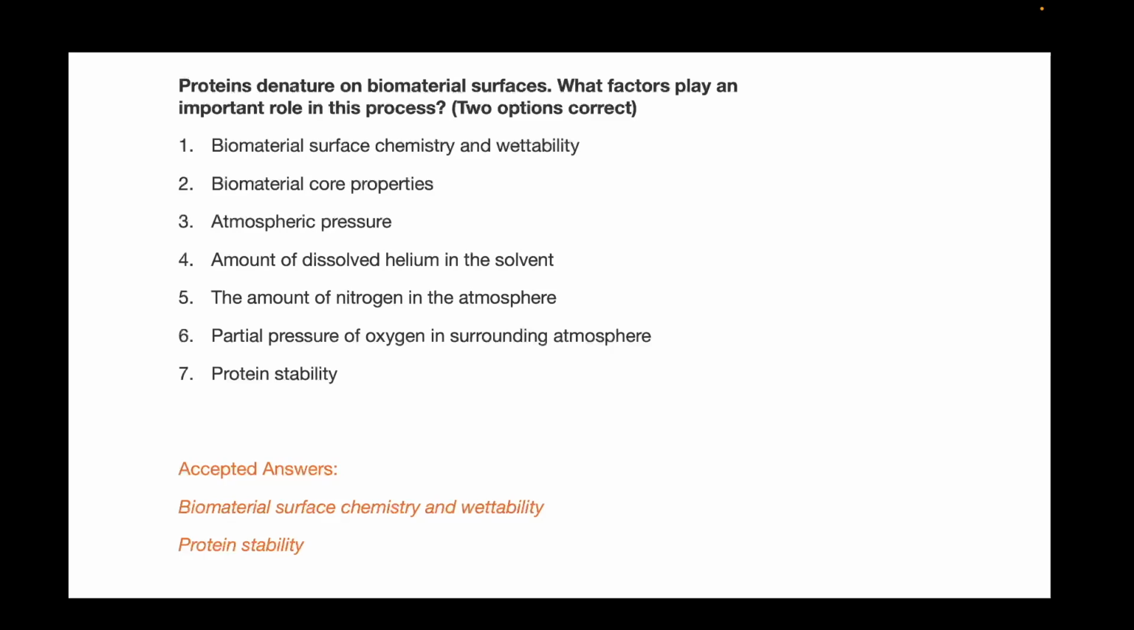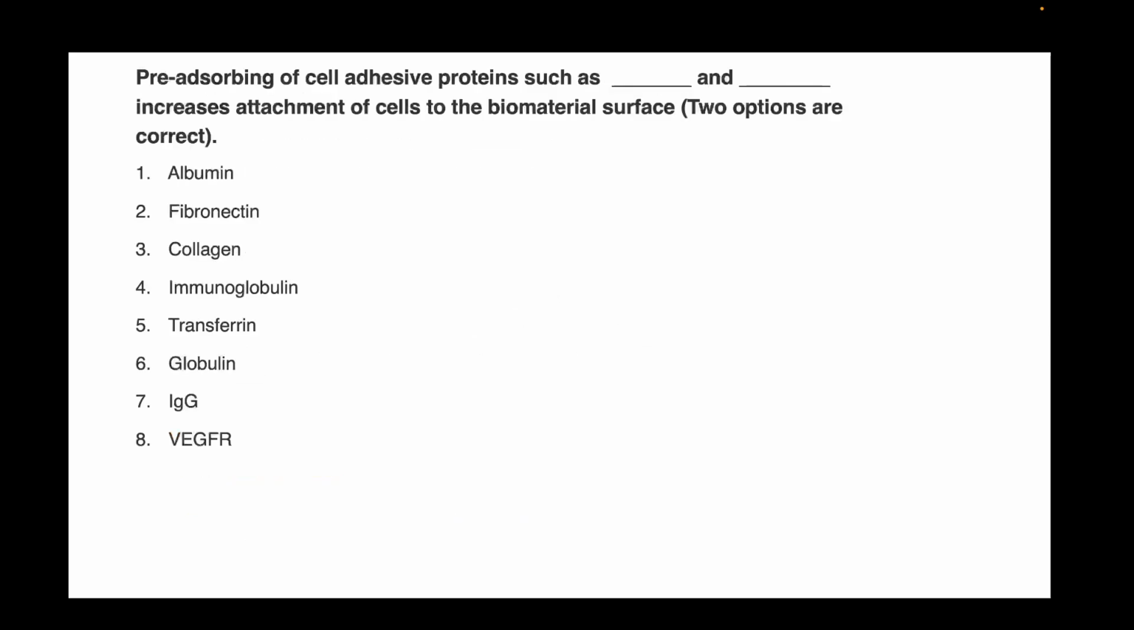So protein stability and biomaterial surface chemistry and wettability will be the two factors that are very important based on the protein denaturation on biomaterial surfaces. Okay, moving on to the next question.